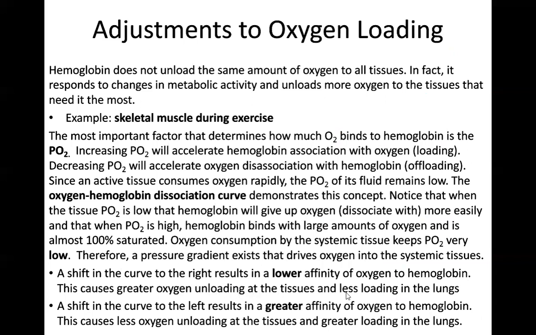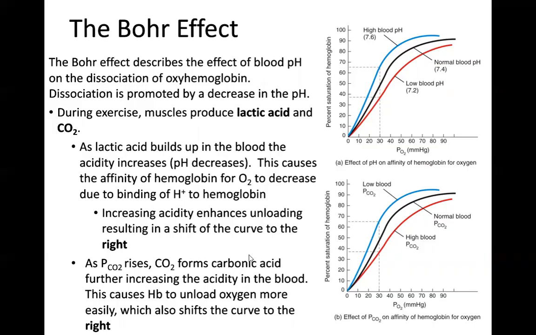Less loading in the lungs, but greater unloading at the tissues. Okay. So here in our red line, about 100 millimeters of mercury. We draw a line across from there. It's about 90% saturated. If we were to draw the line from our black line, it's closer to 97.